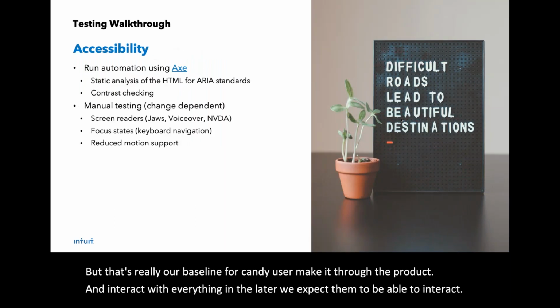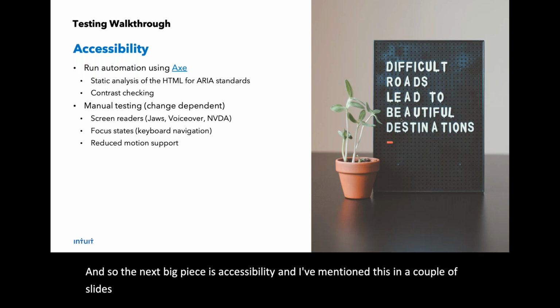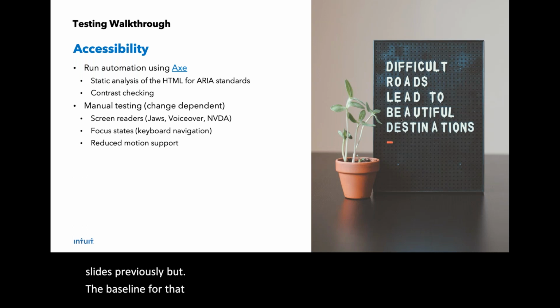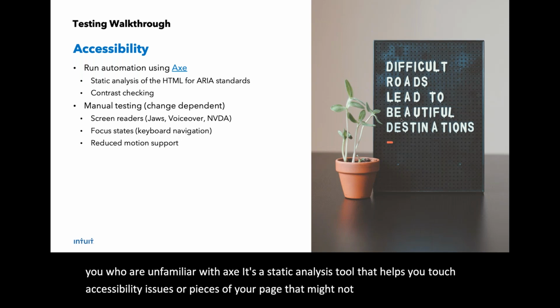And so the next big piece is accessibility. And I've mentioned this in a couple of slides previously, but the baseline for that is a project called Axe that we use a lot. And for those of you who are unfamiliar with Axe, it's a static analysis tool that helps you catch accessibility issues or pieces of your page that might not meet the different ARIA accessibility specifications that exist.